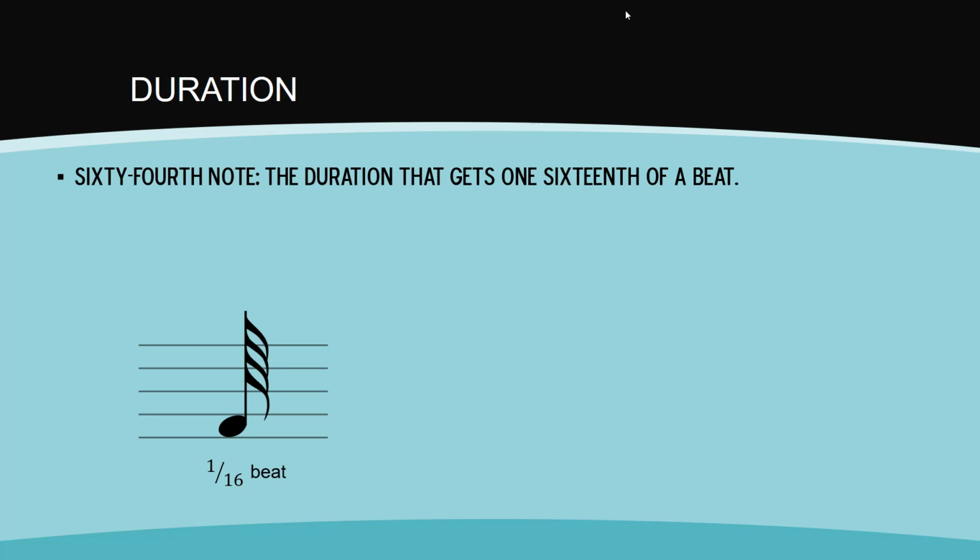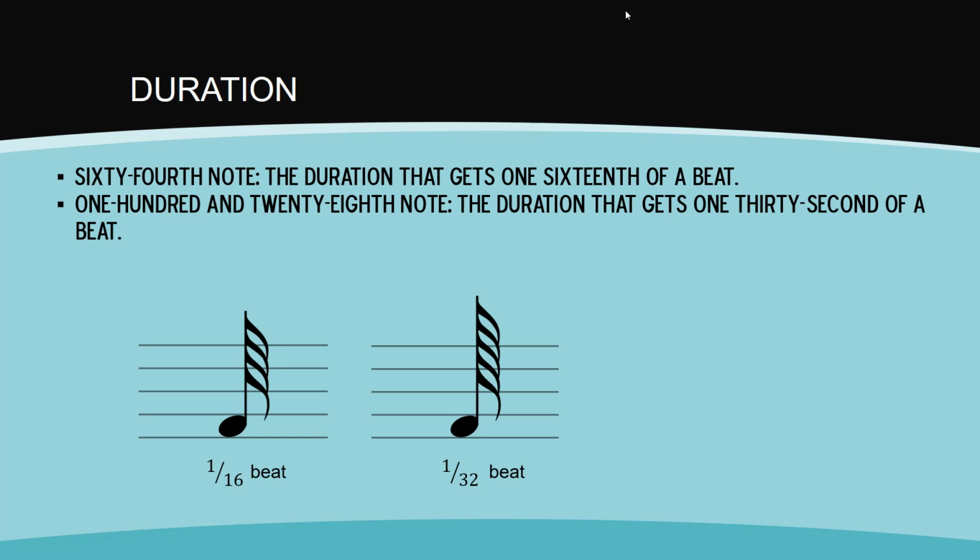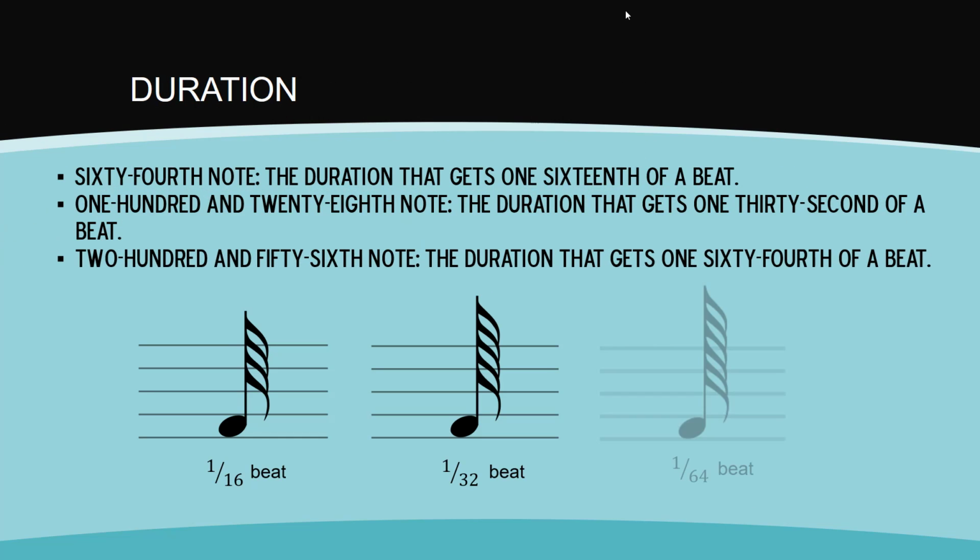The next two values have occurred in published music but are rare indeed. The 128th note is a note that is 1/128th the duration of a whole note. To notate a 128th note, you add an extra flag to the 64th note, cutting its value in half. Therefore, a 128th note gets 1/32nd of a beat. The 256th note is a note that is 1/256th the duration of a whole note. To notate a 256th note, you add an extra flag to the 128th note. Therefore, a 256th note gets 1/64th of a beat.